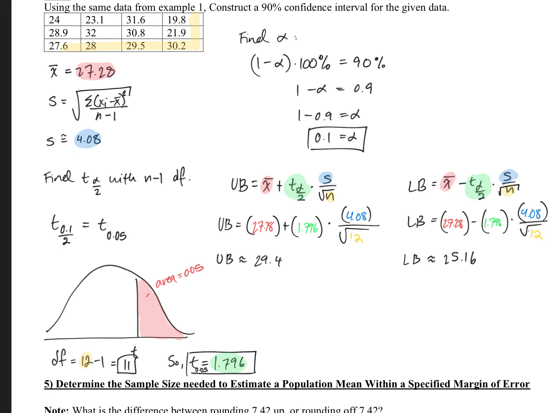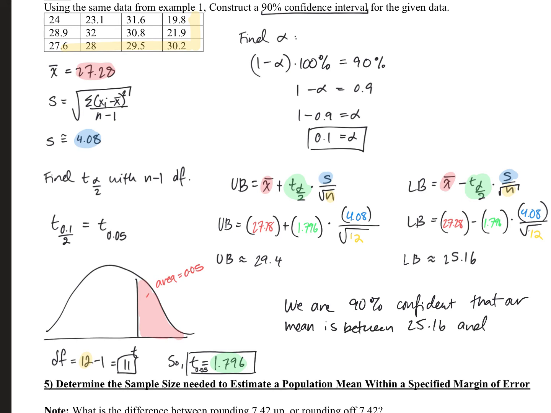So what does this all mean? What was all this for? Well, what we're saying is we are 90%, and notice we say 90 because we're looking at a 90% confidence interval. We are 90% confident that our mean is between 25.16 and 29.4. So that's the lower bound for our mean value, and this is the upper bound for our mean value. And we're 90% confident because we were looking at a 90% confidence interval.